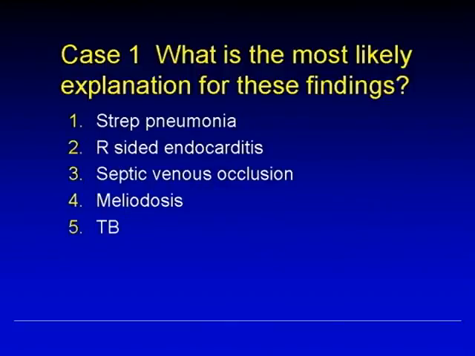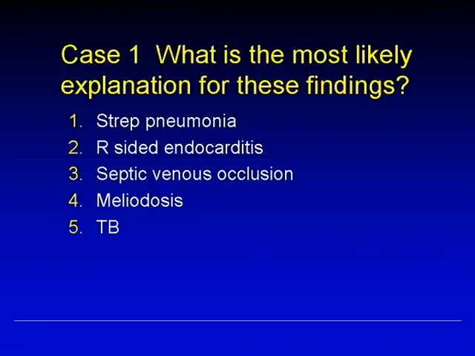Is this strep pneumo, a pneumococcal pneumonia? Is it right-sided endocarditis? Does he have a septic venous occlusion, melioidosis, or tuberculosis? Well, the latter 2 certainly can cause cavities in the lung, but this is a very acute presentation and seems quite atypical for that. Pneumococcal disease rarely causes cavitary disease, and the pharyngitis presentation is also unusual.